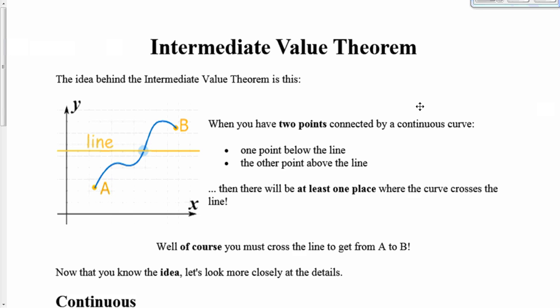Today's video lesson is about the intermediate value theorem. You could pretty much read the paper and figure out what the intermediate value theorem is. And if you're comfortable with that, you don't need to watch the video. If you'd like to hear me talk it through, please continue listening.